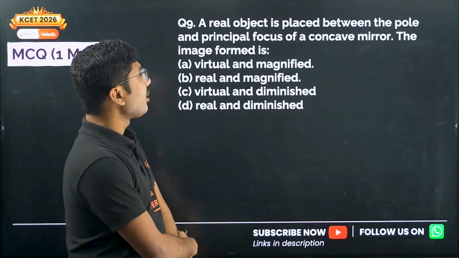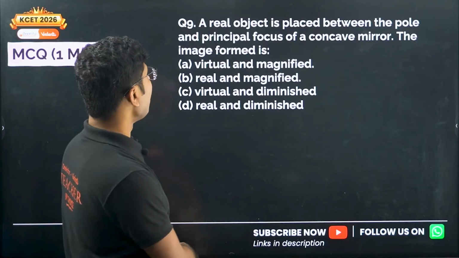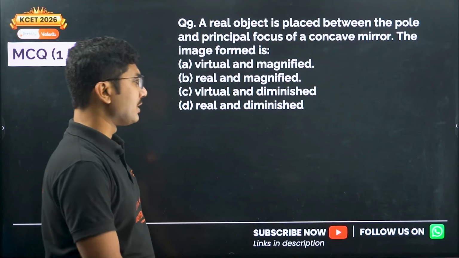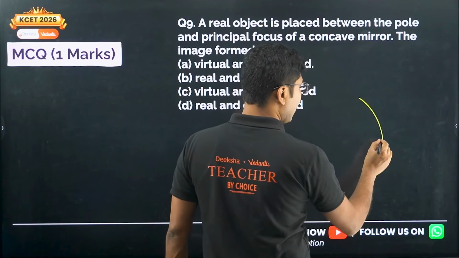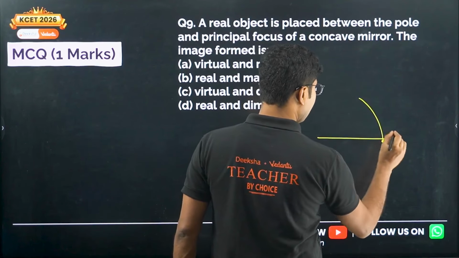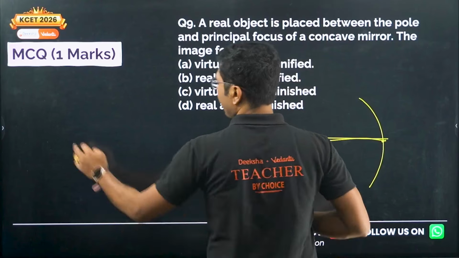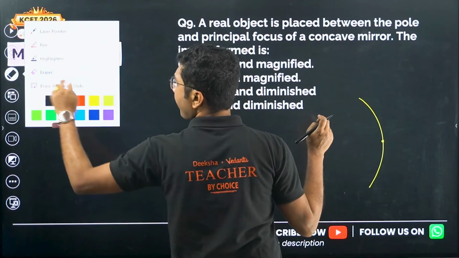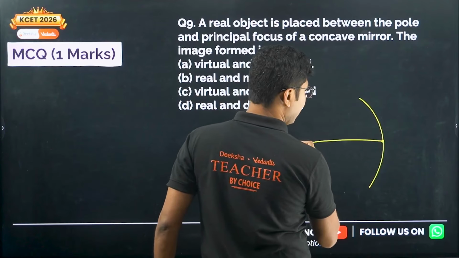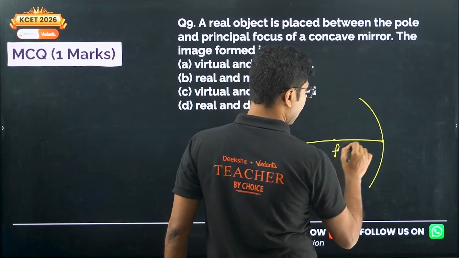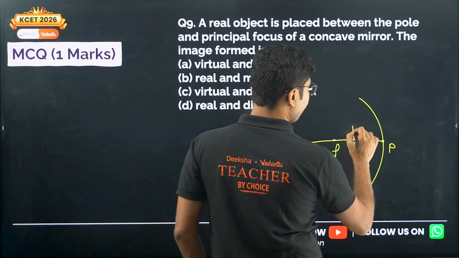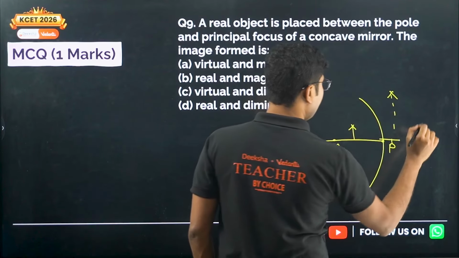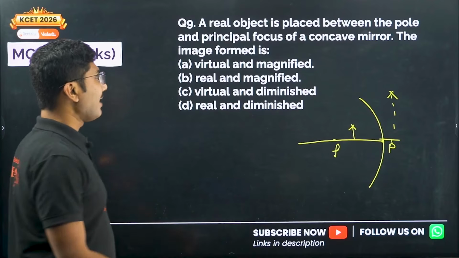Next, a real object is placed between the pole and principal focus of a concave mirror. The image formed is... So a concave mirror is there, and the object is placed between the pole and the principal focus. Give me a second. So it is placed between the principal focus and the pole of the mirror. It will definitely produce a virtual, enlarged image. So it will be virtual and magnified.